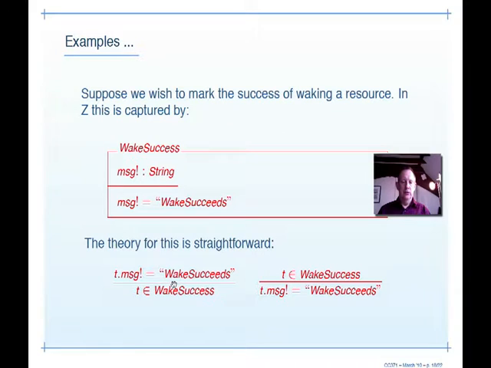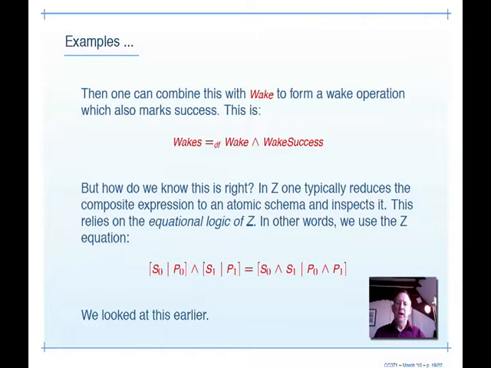Here is the introduction rule. A state in wake success is a state in which the message shriek has the value wake succeeds. That is both the necessary and the sufficient condition for being a state in wake success. And then we could combine that wake success with wake to form a new operation, which we'll call wakes, which marks that success. That is, we use this as a definition of wakes. It's what we had before as wake and wake success together.